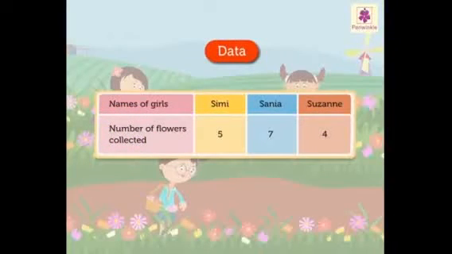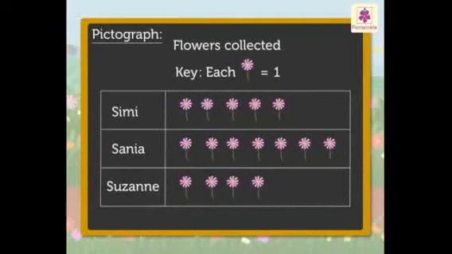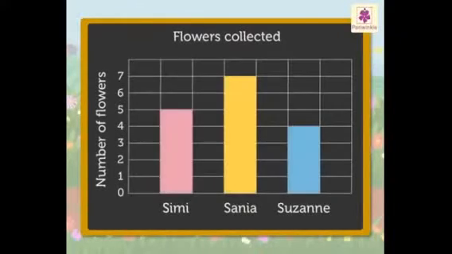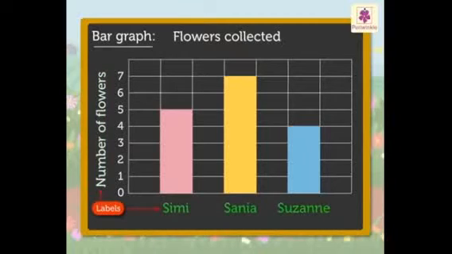Now, let's look at the data chart of the flowers collected. We have already represented this data using a pictograph. Now, another way of representing this data is through a bar graph. Every bar graph has 1. A title, which tells us what the bar graph is about. 2. Both the side and the bottom of the graph have a label which tell us what kind of data is shown. 3. The scale tells us the number each block is equal to.